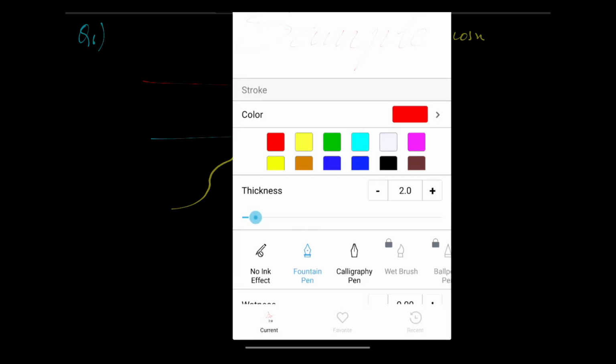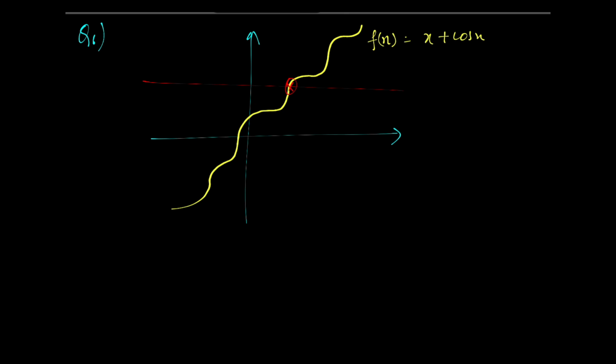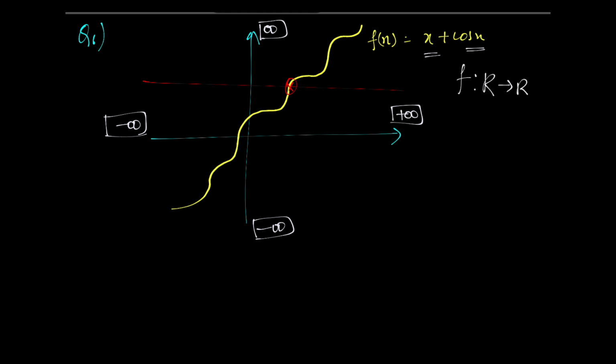At the same time, if you look at this sketch, whatever the values of x are, the function f of x is defined. So I can take the domain values from minus infinity to plus infinity, and the codomain values are also ranging from minus infinity to plus infinity. Means the function f is defined on R, f is mapping from R to R.